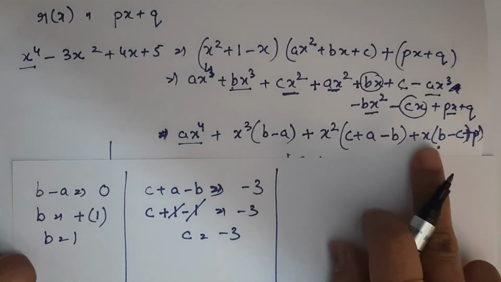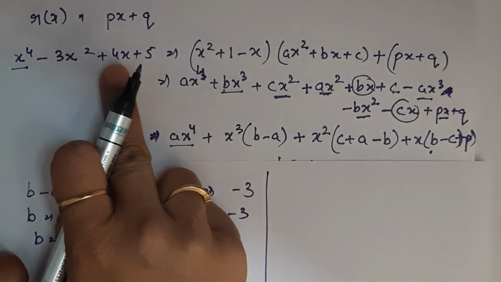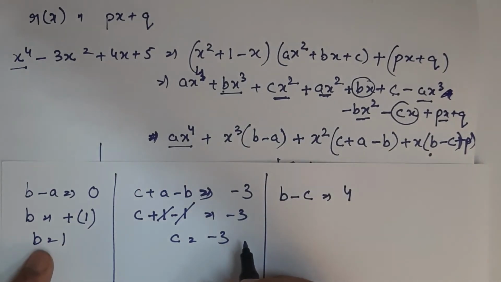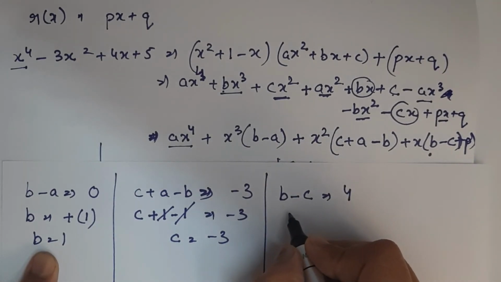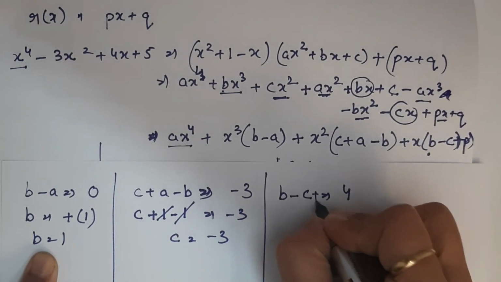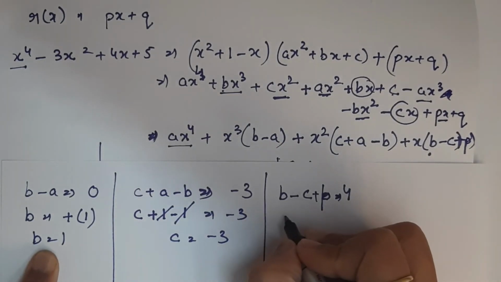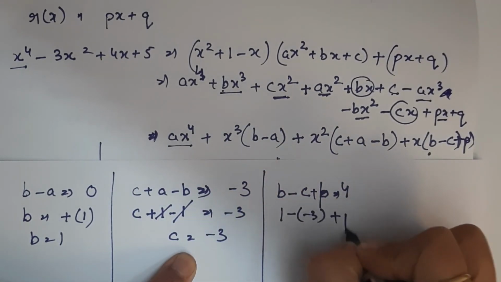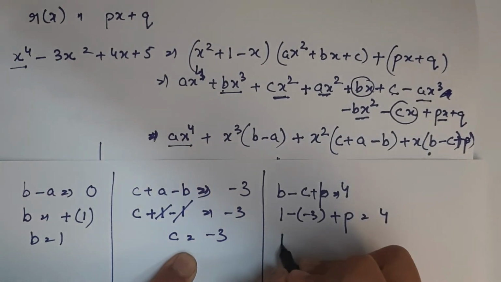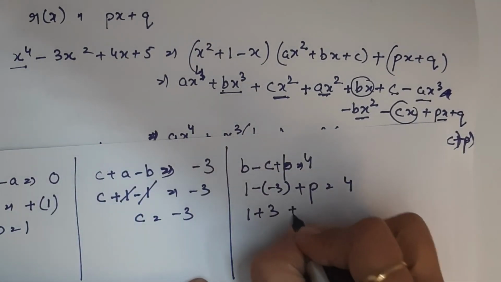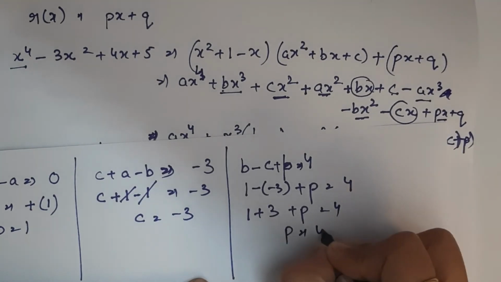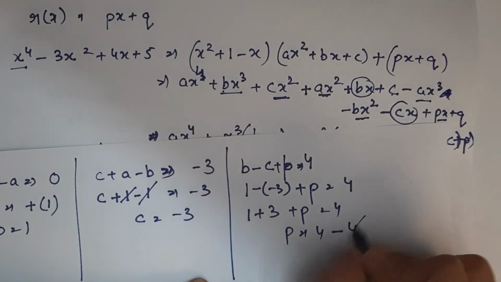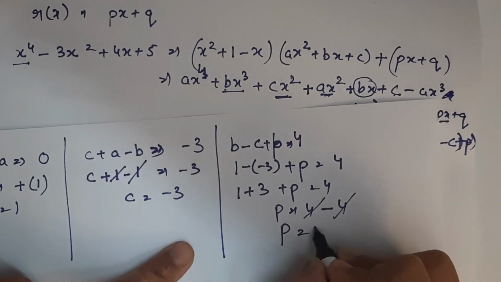Now for x, it is 4x. So b minus c plus p is equal to 4. We know b is 1. Minus minus 3, plus p is equal to 4. So 1 plus 3 plus p is equal to 4. 3 plus 1 is 4. Plus 4 minus 4, cancel out. P is equal to 0.